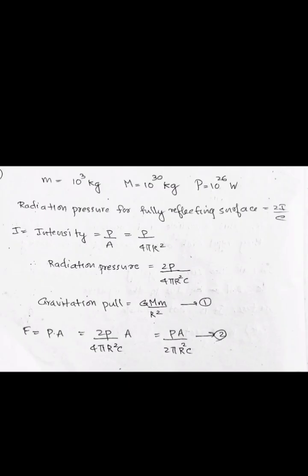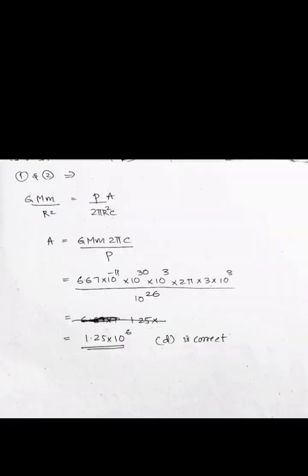And F is equal to pressure times A, which is equal to 2PA by 4πR²C. This is equal to PA by 2πR²C. This is equation number 2. So 1 and 2 imply that GMm by R² is equal to PA by 2πR²C. That is, A is equal to GMm into 2πC by P.